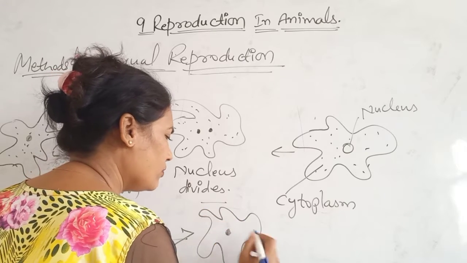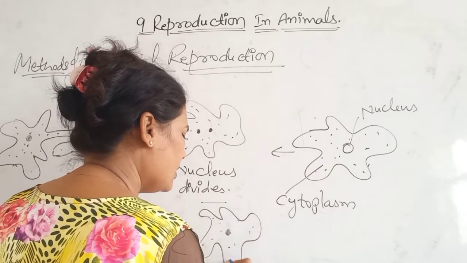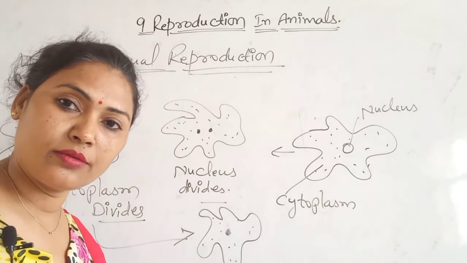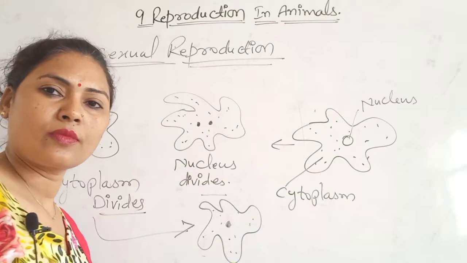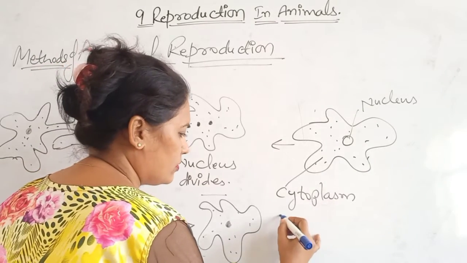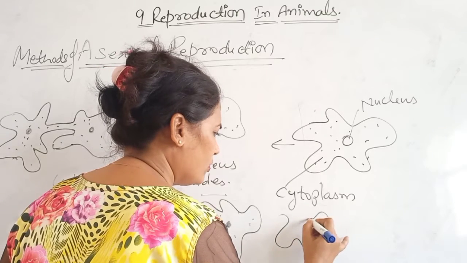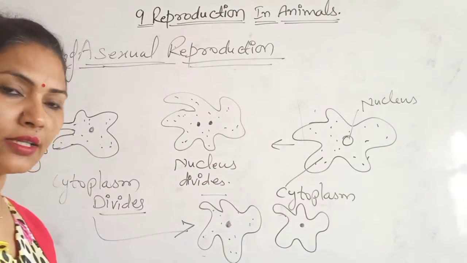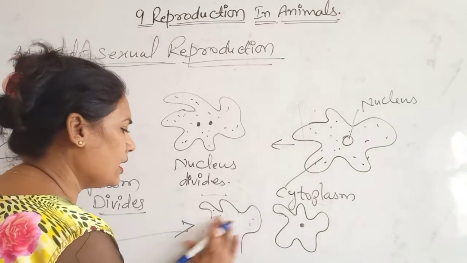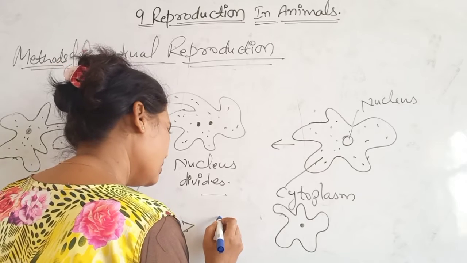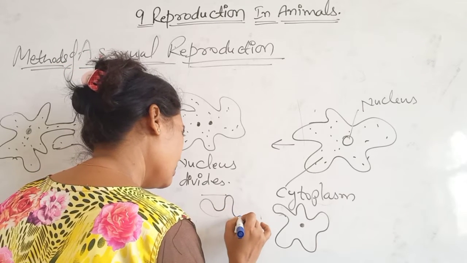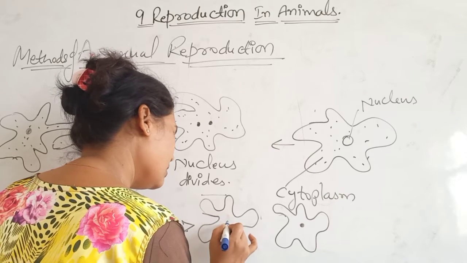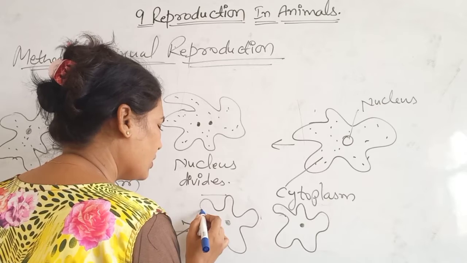Like that, one daughter nucleus and another daughter nucleus, two daughter nuclei are formed. So these are the two daughter nuclei which are formed after the binary fission. Like that you can write, these are the two daughter nuclei.